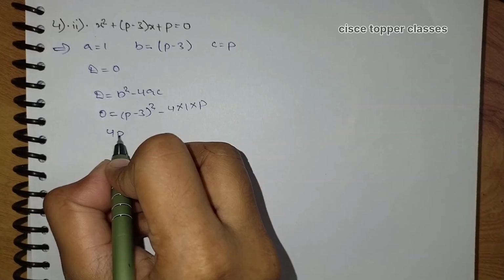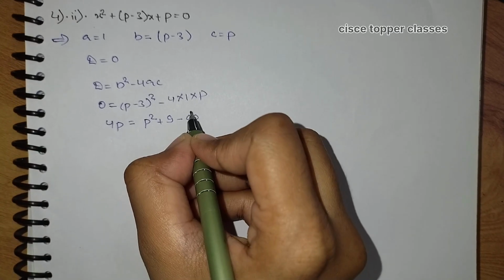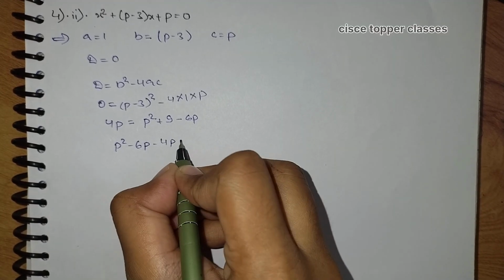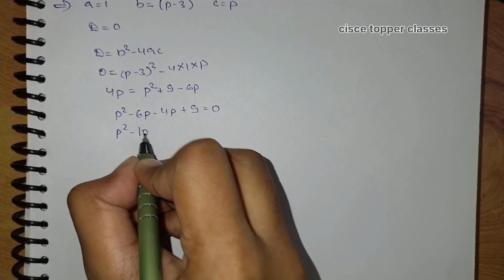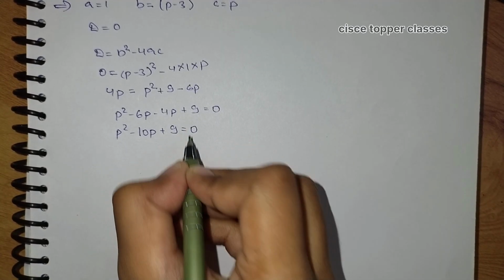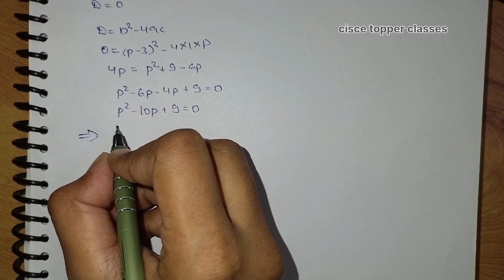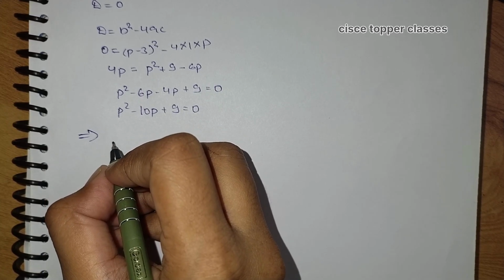So it will be 4p from here, and p square plus 9 minus 6p. So p square minus 6p minus 4p plus 9 is equal to 0. So p square minus 10p plus 9 is equal to 0. By making it a quadratic equation and solving by factorization, we will find the value of p here. That is what we have to find.